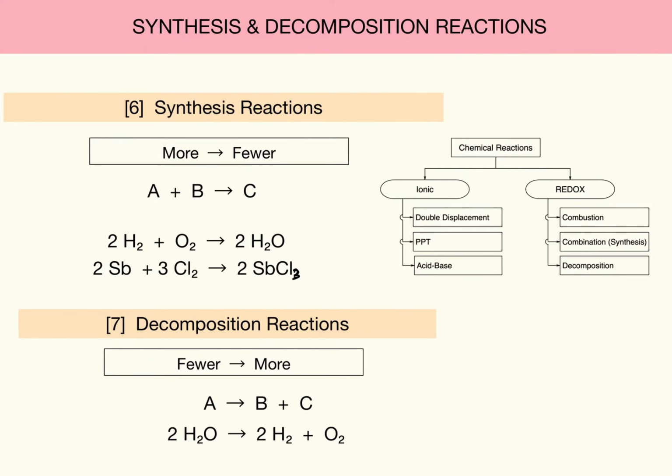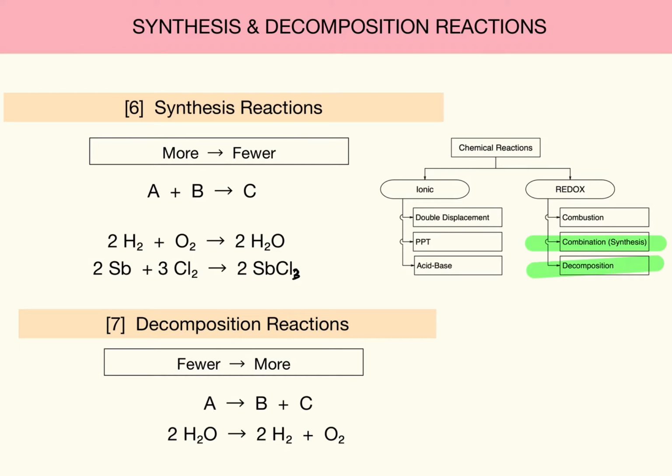And finally, we come to the last two types of reactions, synthesis and decomposition. As a quick reminder, we have been through 5 of the types of chemical reactions, and now we're going to finish up talking about synthesis, also known as combination reactions, and decomposition.